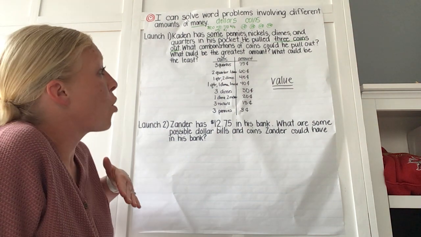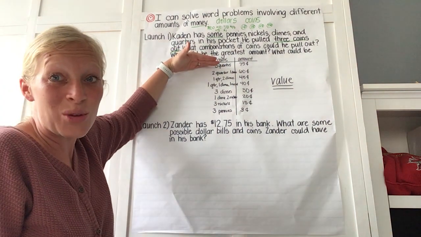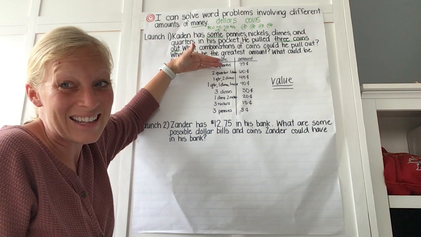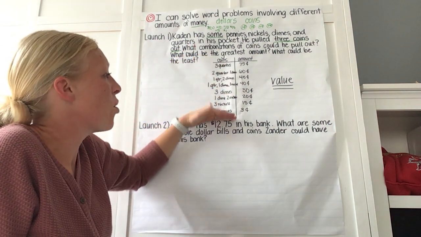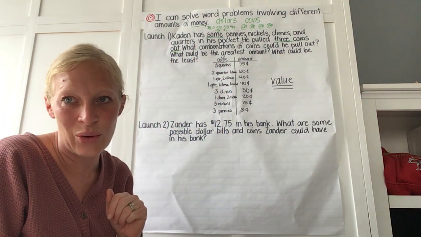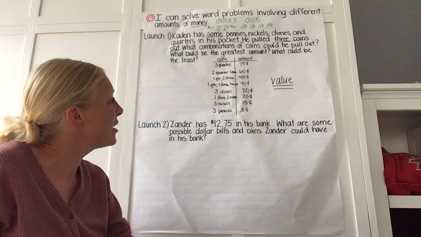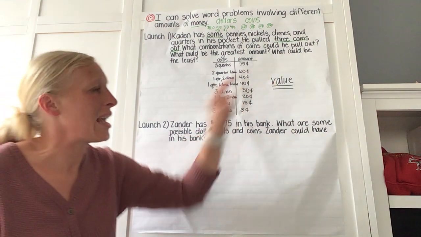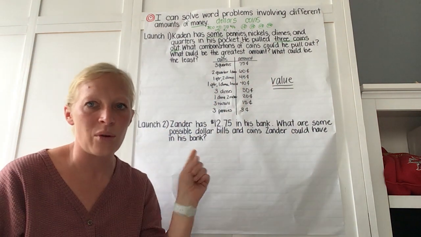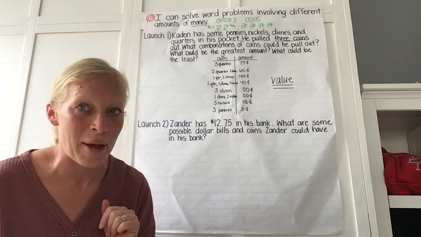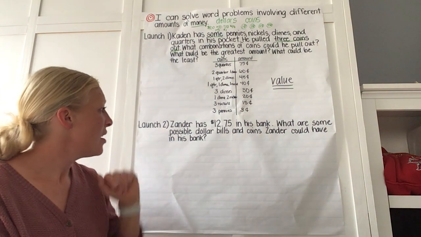So if we have a coin that's worth the most value and we use all of those, it's going to be the greatest. But if we use a coin that has the least value, and we put all those together, it will have the least, right? So using that value and thinking about that is so important and will help us as we look at this next problem. Let's take a peek at it.